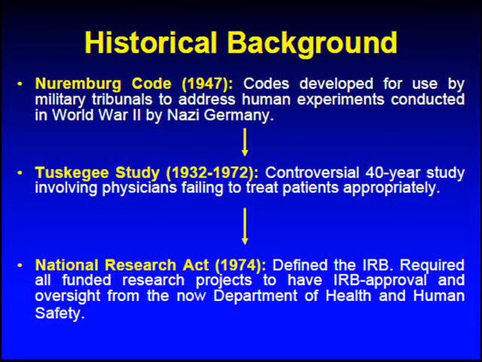Well, by 1974, we learned a little bit more and established what is called the National Research Act. They defined the IRB, the Institutional Review Board, and required all funded research projects to have IRB approval and oversight from what is now known as the Department of Health and Human Services, so HHS.